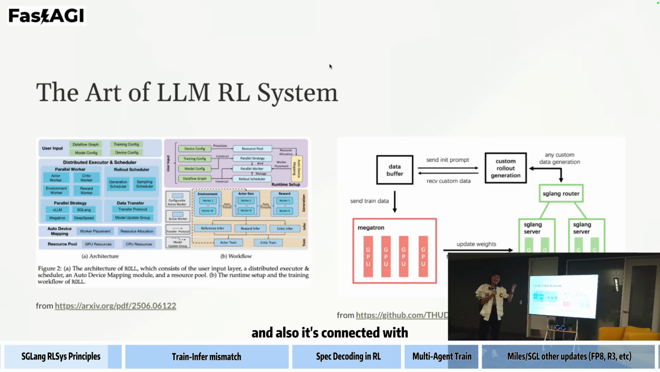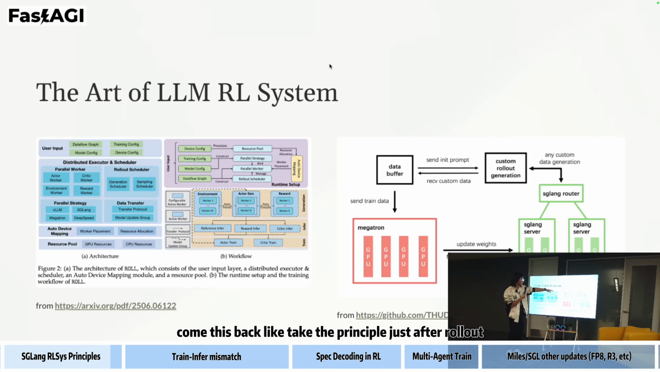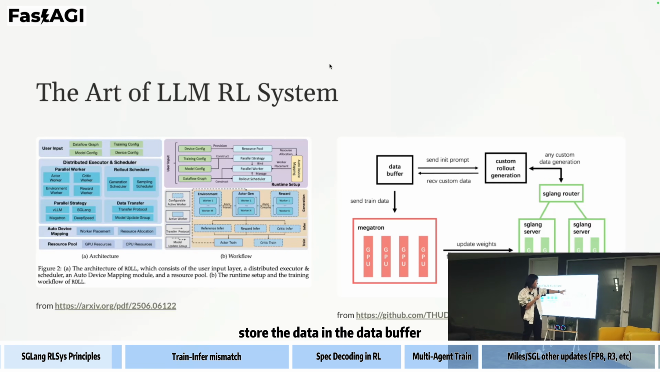Yeah, and also it's connected with modularity. Do not make invasive changes to the rollout side. Come back to this principle: just after rollout, store the data in the data buffer, and then train it in Megatron, or train it with FSDP or Torch Titan, and then put the weights back. That's all you need for the RL.